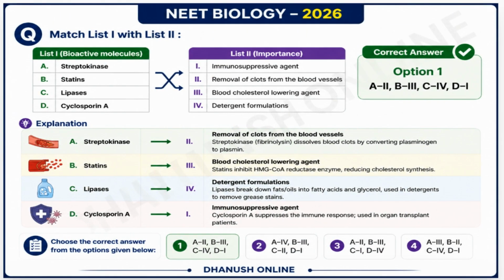Let's match the bioactive molecules with their importance. Streptokinase is for the removal of blood clots. Statins are cholesterol-lowering agents. Lipases are for detergent formulations. And cyclosporin A is an immunosuppressive agent.